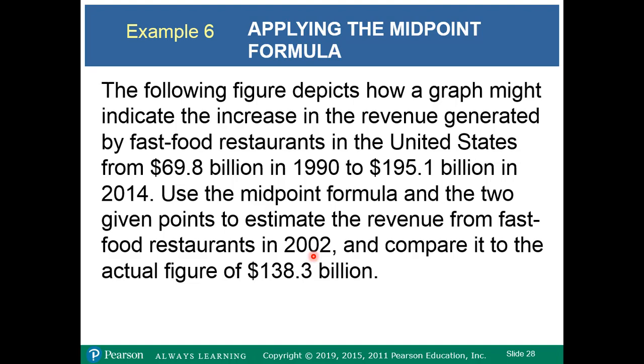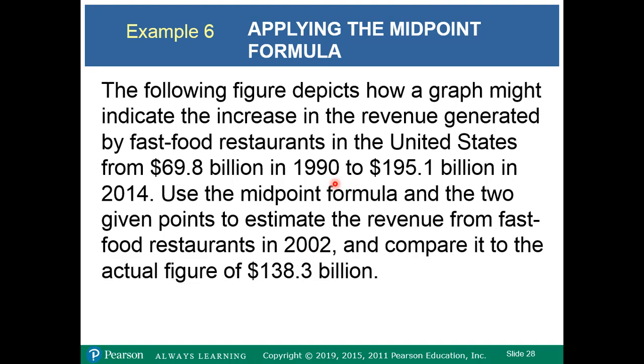Now the following picture depicts how a graph might indicate the increase in the revenue generated by fast food restaurants in the United States from $69.8 billion in 1990 to $195.1 billion in 2014. Use the midpoint formula and the two given points to estimate the revenue from fast food restaurants in 2002 and compare it to the actual figure of 138.3. So, what 2 points are we interested in?